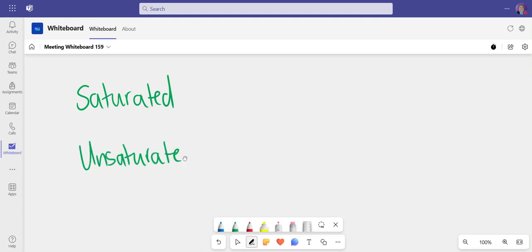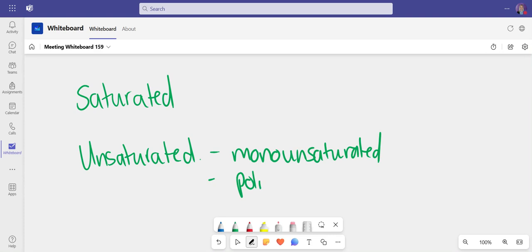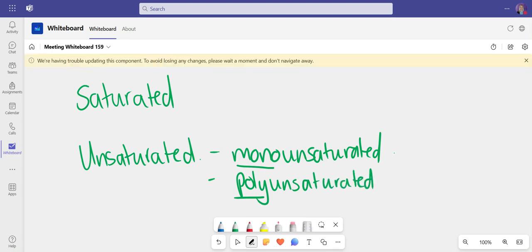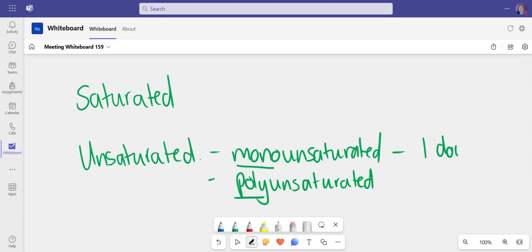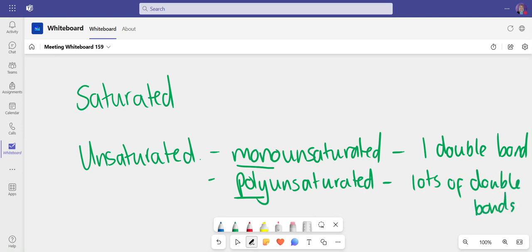Now, let's have a look at the words that we can use for unsaturated. You might have heard of the word monounsaturated, or you might have heard of the word polyunsaturated. So think about these prefixes. If it's monounsaturated, it means it's got one double bond, so one kink between the carbons. And if it's polyunsaturated, it means it's got lots of double bonds. So let's have a look at the properties of them a little bit more.